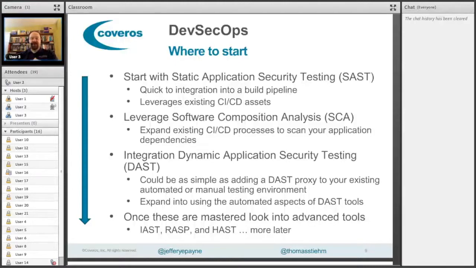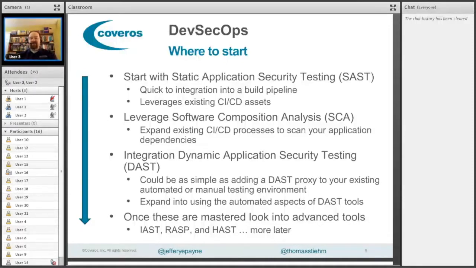Next, we usually move out into dynamic application security testing and leveraging the infrastructure that we've created to do functional testing and to also do some DAST testing in there, whether it's setting up a proxy and then having your existing automation or manual testing go through that proxy to do the DAST testing, or setting up some kind of automated aspects of your DAST testing. Both of those can be effective.